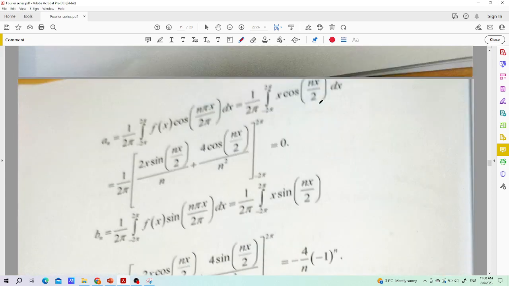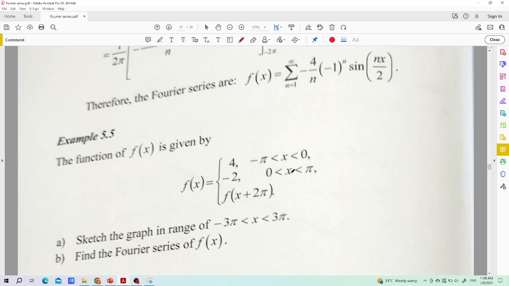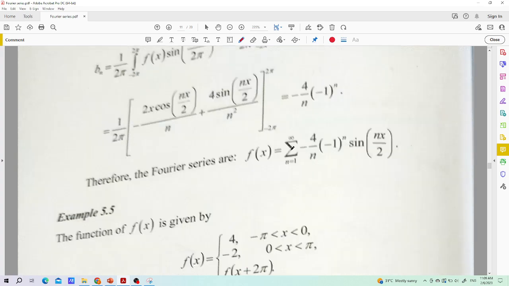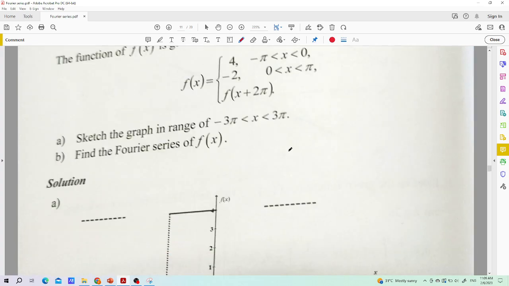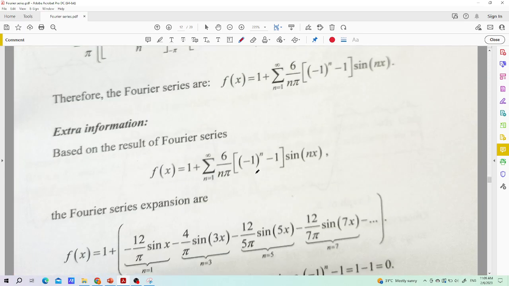Okay, for an we need to deal with the cos function and f(x), integrate, and then we get this, similar to what we did for the previous one, and bn also here. And then for your final, it is also a similar thing, where we are asked to find the Fourier coefficients. This is another example you can see and you can try here.